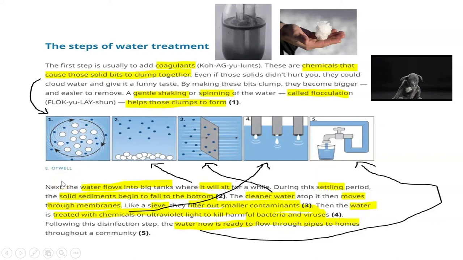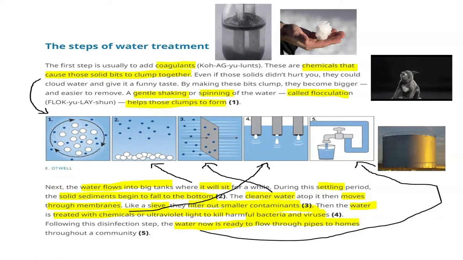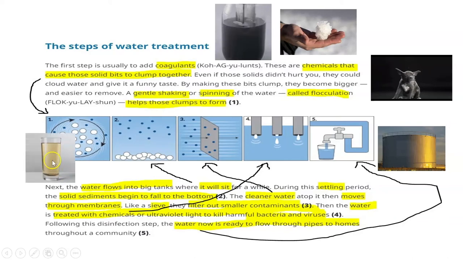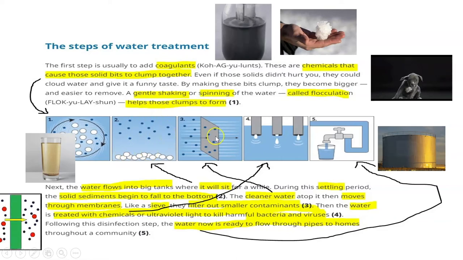Next, the water flows into big tanks where it will sit for a while. During this settling period, the solid sediments begin to fall to the bottom. So we saw the glass with the sediment at the bottom earlier, and here in the tank, the solid sediments have fallen to the bottom of the tank. The cleaner water atop then moves through membranes.